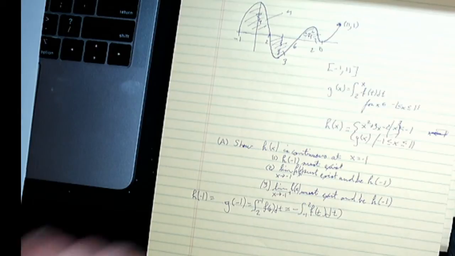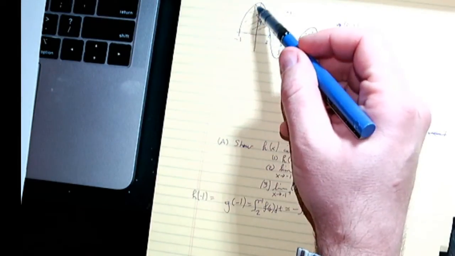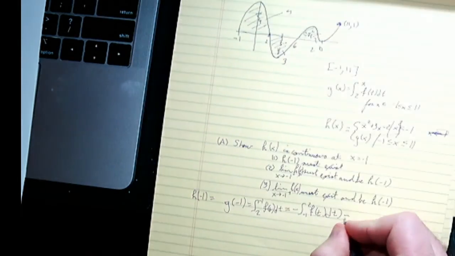How do we find that? Well, it's labeled. That's literally the area under this curve. It's 4. So that's equal to negative 4.